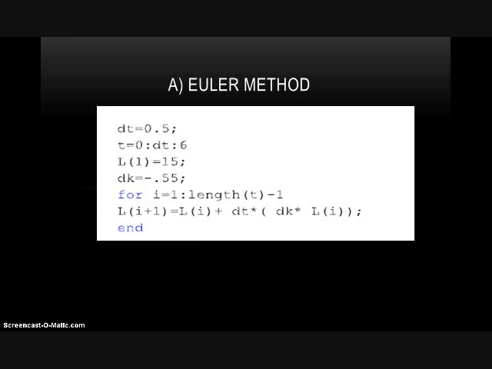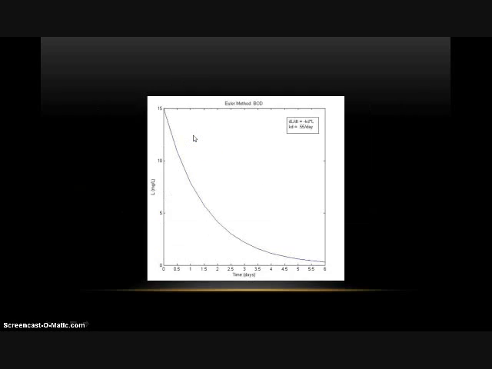Alright, so here's the Euler method script. We used a for loop to implement the Euler method. The time vector is from 0 to 6 days with 0.5 day increments. Here is the graph from the previous slide script. As you can see, as time goes on, the oxygen equivalent of the organic chemicals remaining decreases.